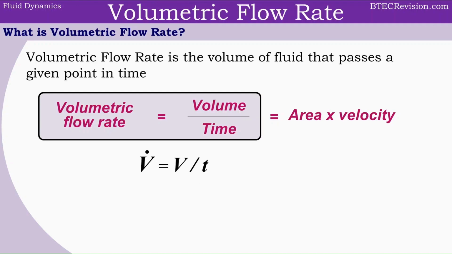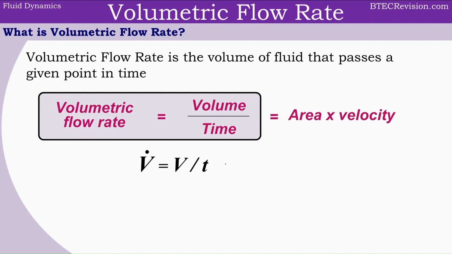The volumetric flow rate is the volume of fluid that passes a given point in a time. It's given by the equation volumetric flow rate equals volume divided by time. And the short form of this equation is V dot equals V divided by T, where V dot stands for volumetric flow rate, V stands for volume, and T stands for time. Now, looking at the units, time can be measured in seconds, volume is measured in meters cubed, and therefore volumetric flow rate is meters cubed per second.